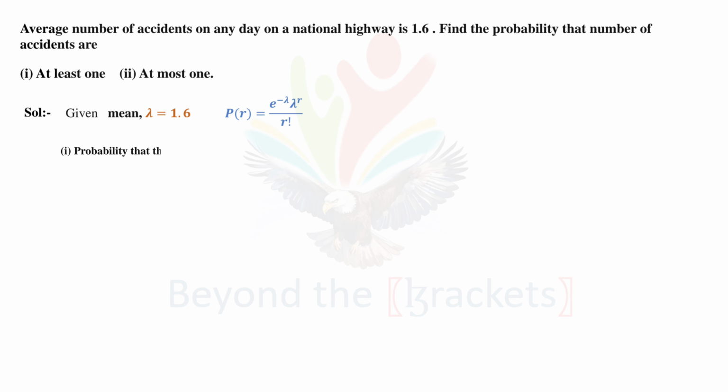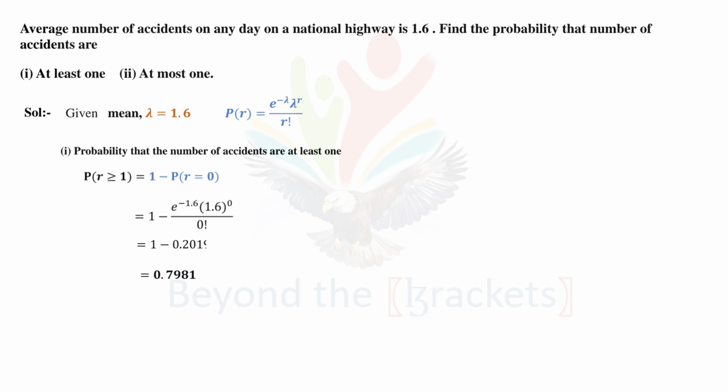Probability that the number of accidents are at least 1 is P of r greater than or equal to 1, which is 1 minus P of r equal to 0, that is total minus none. Substituting the value in the probability mass function, we get 1 minus e power minus 1.6, 1.6 power 0 by 0 factorial, which simplifies to 0.7981.